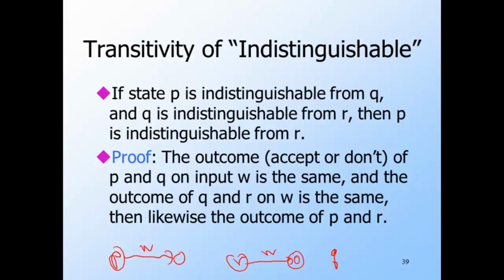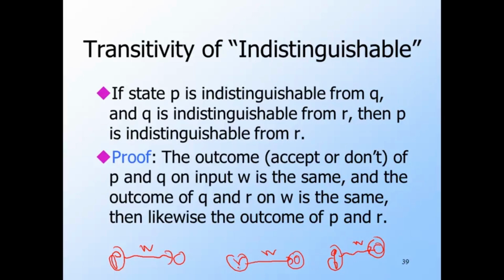But then W also distinguishes Q from either P or R. So here's Q, and W leads it to some state. Okay, so let's say that W leads Q to a final state. Then W distinguishes Q from P, because P on W goes to a non-final state, and Q on W goes to a final state. Okay. If Q goes to a non-final state, then it doesn't distinguish P from Q, but it does distinguish R from Q, because Q would then go to a non-final state while R goes to a final state.